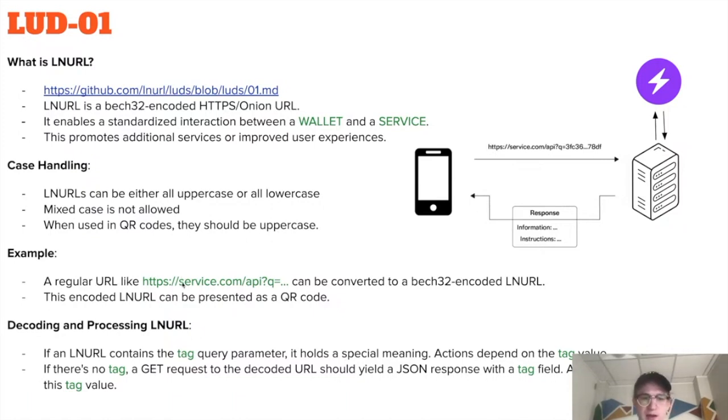So a regular URL looks like this and can be converted to a bech32 encoded LNURL and presented as a QR code. If an LNURL contains the tag query parameter, it holds a special meaning. Actions depend on the tag value. If there's no tag, a GET request to the decoded URL should yield a JSON response with the tag field. Actions again depend on this tag value.